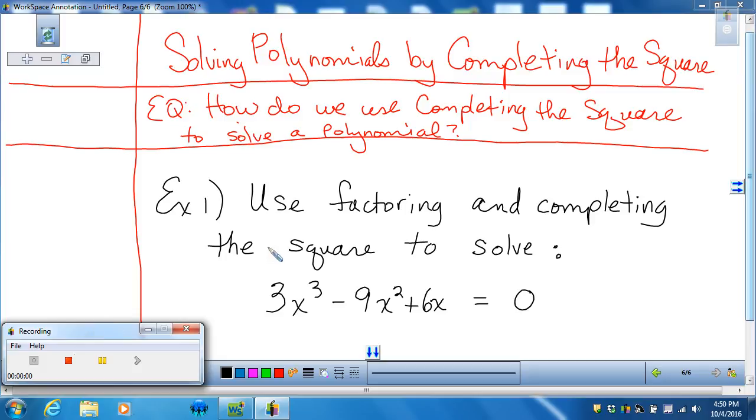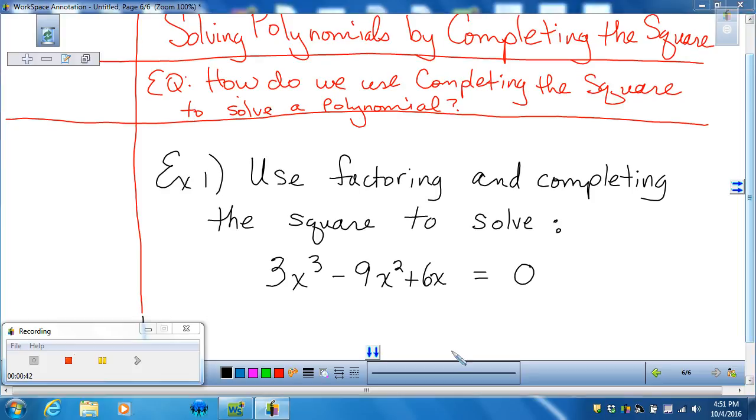Now when you're using completing the square, you cannot complete the square on a function with degree greater than 2. So what we have to do first is factor out the x that all of these have in common so that we can get it down to a quadratic function. So the first thing we're going to do is see what they all have in common. They're all divisible by 3 and they're all divisible by x.